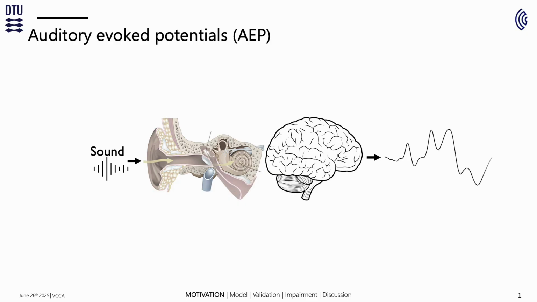As sound enters the ear and reaches the brain, it excites several cells, and this electrical response can be measured in the far field. This is a potential which is evoked by an auditory stimulus, an auditory evoked potential. What you see here is a very beautiful example of an auditory brainstem response, but I'm interested in maybe examples that look more like this.